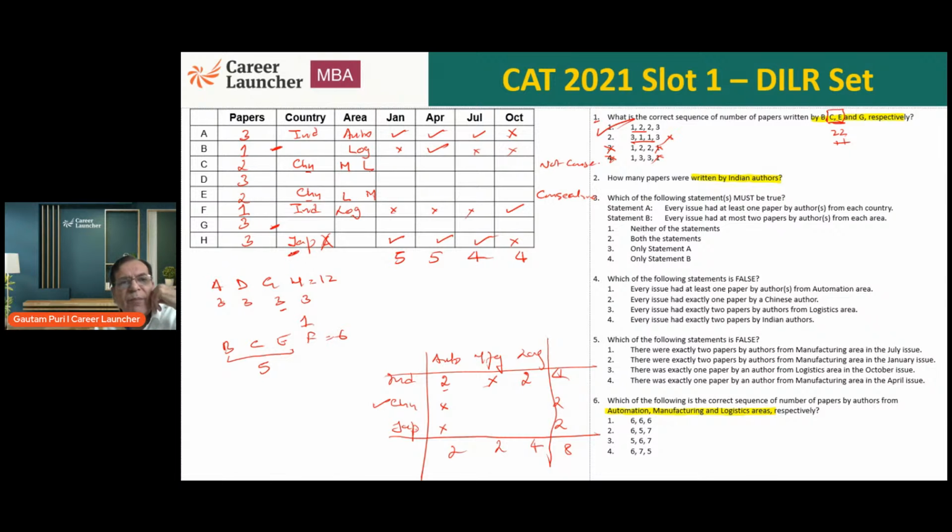Japanese is already H. So if B and G are also Japanese, that means the total number of Japanese authors becomes 3. Not possible. What does that mean? B and G have to be Indian, because they cannot be Chinese. Both the Chinese authors have been taken care of. They are C and E.